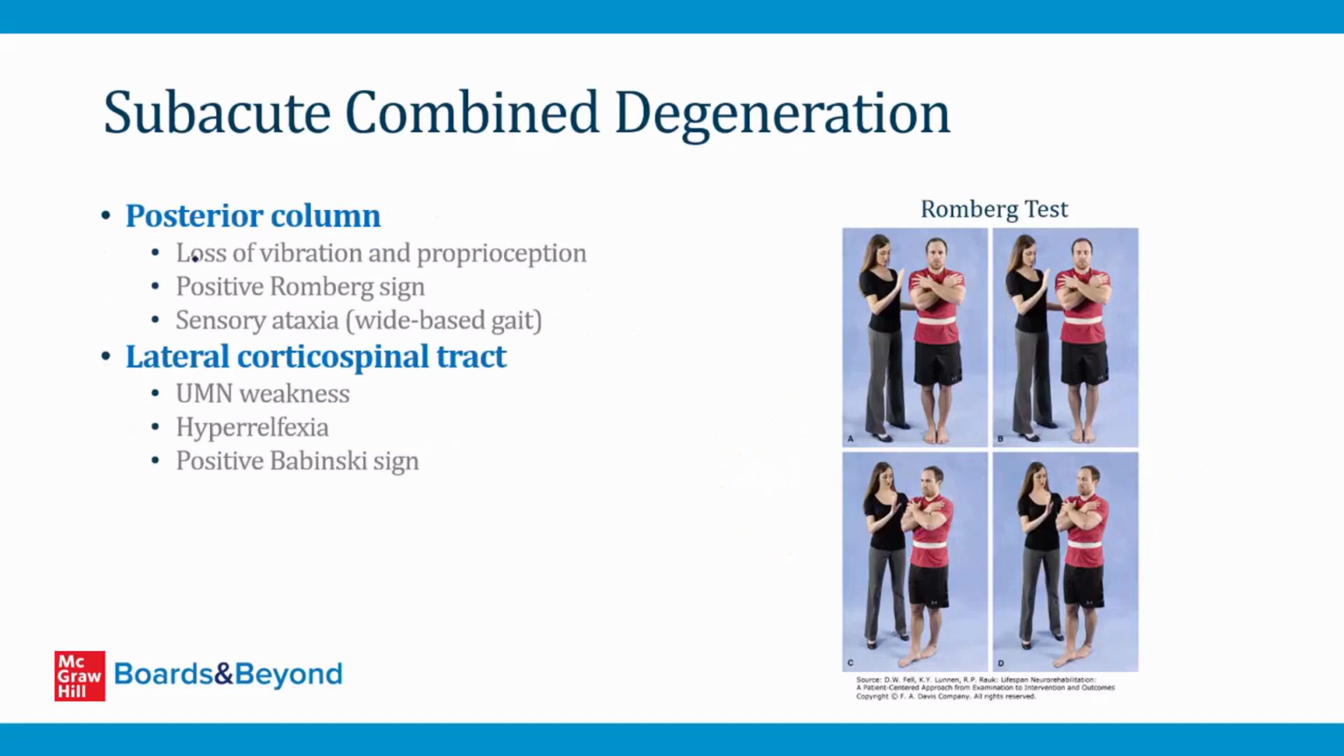So what are the clinical features of the spinal cord damage that occurs in this condition? Well, first of all, the posterior column is affected. So this will lead to loss of vibration and proprioception sensation. Patients will have a positive Romberg sign. They can have a sensory ataxia, which means it's hard for them to see, especially in the dark, and they often develop a wide-based gait. And then there's damage to the lateral corticospinal tract. This leads to weakness with upper motor neuron features, things like hyperreflexia and clonus and a positive Babinski sign.